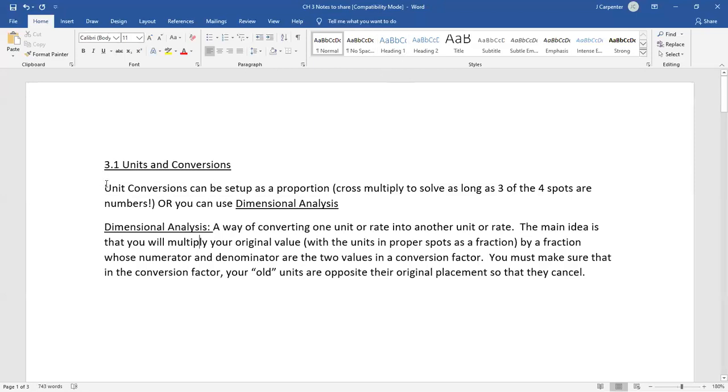So the first segue into unit conversions, which goes with the idea that everything in chapters 2, 3, and 4 is based on proportions, is that unit conversions can be set up as proportions, as long as you use your words, as long as you write apple over orange to start with, or miles over meters, whatever you might need to do. So that means you cross multiply to solve as long as 3 of the 4 spots are numbers.